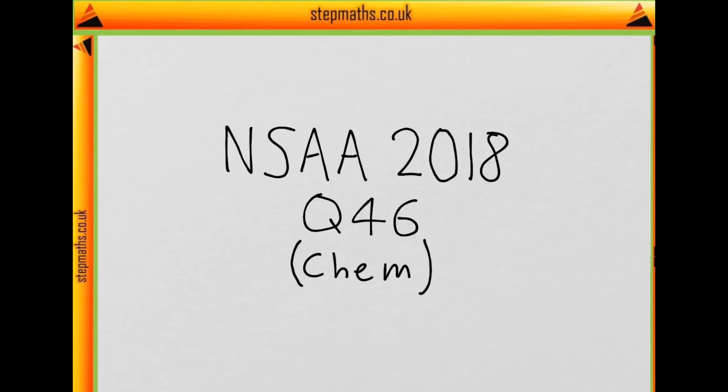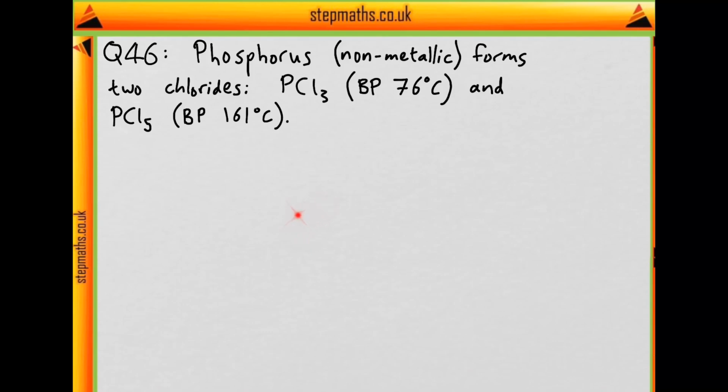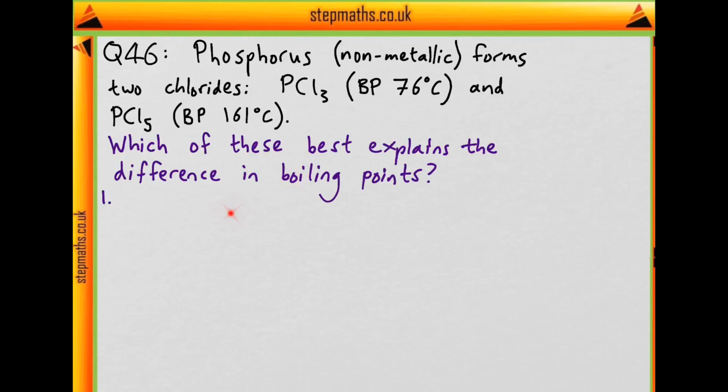This is question 46 on chemistry from the 2018 NSAA. So the question tells you that phosphorus, which is a non-metallic element, forms two chlorides that are common, phosphorus trichloride and phosphorus pentachloride, the trichloride having a boiling point of 76 and pentachloride of 161 degrees C. It then asks you which of these statements best explains the difference in the boiling points.